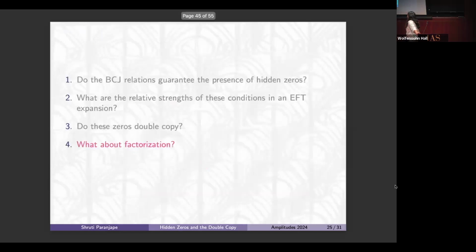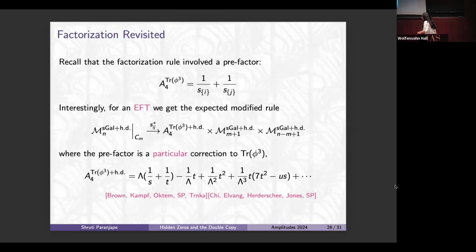Okay, all right. So in the last bit, I will talk about factorization. In particular, what happens to factorization when you're thinking about these amplitudes genuinely in an effective field theory way. Okay, so you remember that the prefactor when you looked at the factorization rule looked like this. Now, if I add higher derivative corrections, what happens is that I now not only get lower point higher derivative amplitudes, I also get this prefactor, which is now corrected with higher derivatives.